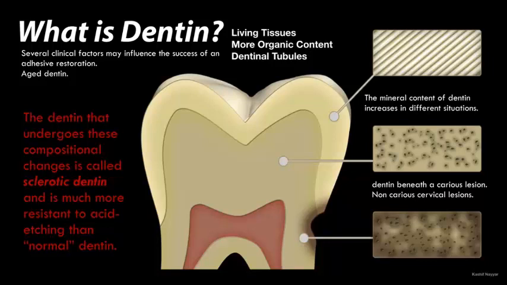Number one, dentin is a living tissue unlike enamel, okay? And it has tubules, it has more organic content. And these tubules increase in number and diameter as you are going deeper at the level of the pulp. So as you are going deeper and deeper, the fluid flow is getting more extensive.